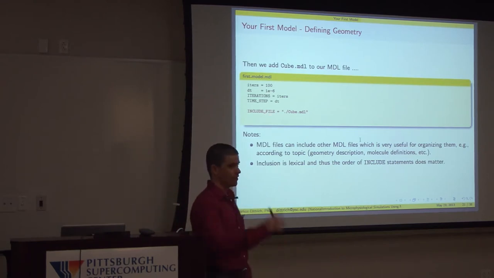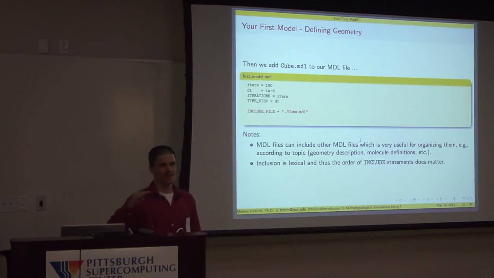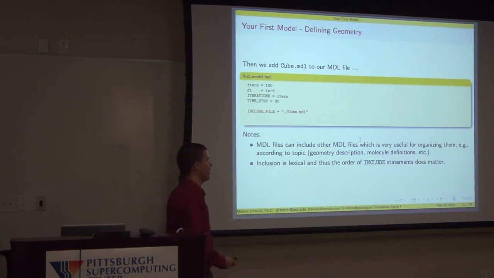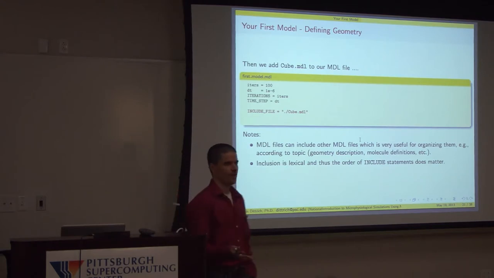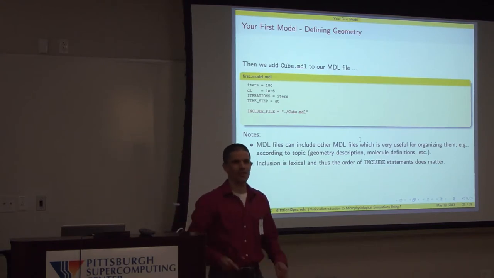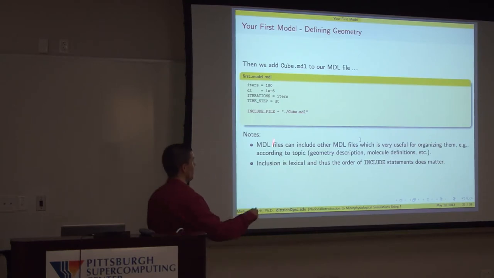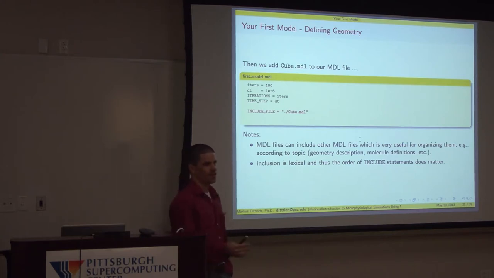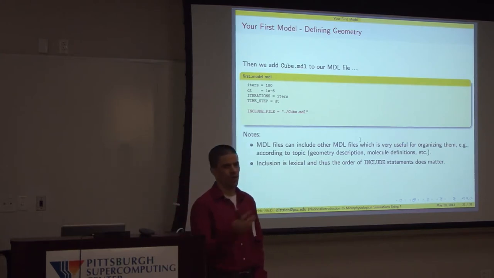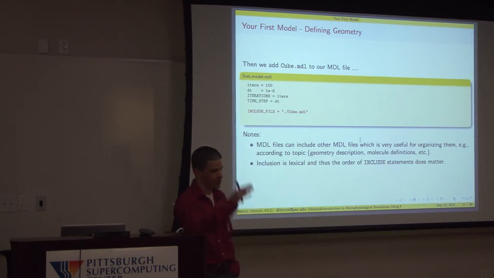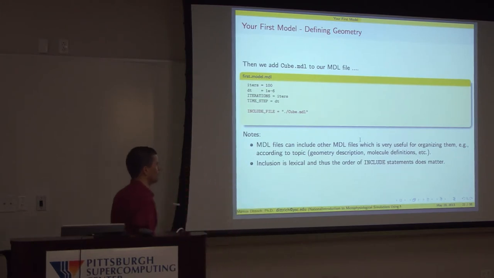First of all, it's much easier to structure your simulation. And these mesh geometries tend to be very complex. You know, it's like tons of vertices and elements. So you don't want to clutter up your main MDL file. So including files is always, I think, a very nice thing to do. You have a separate one for geometry, for reactions, for molecules. It's very nicely structured. But again, it's up to you how you want to work this.